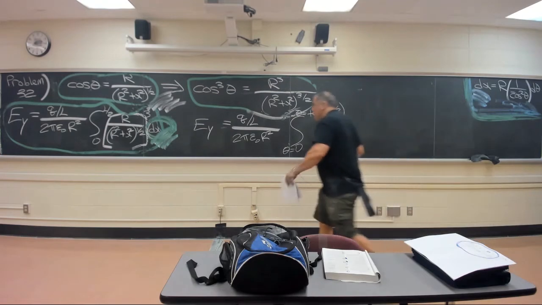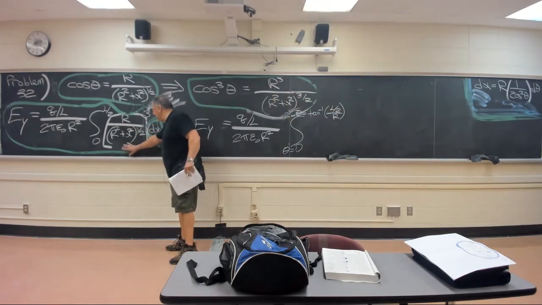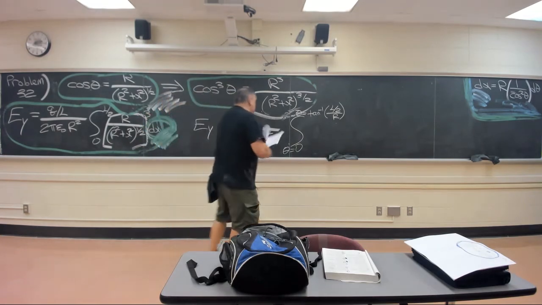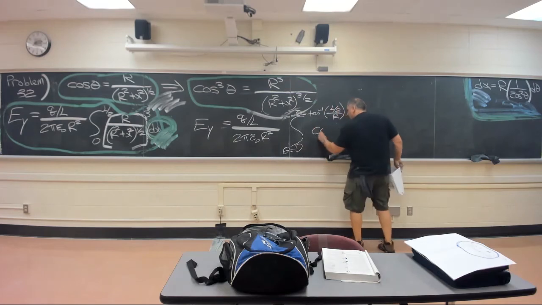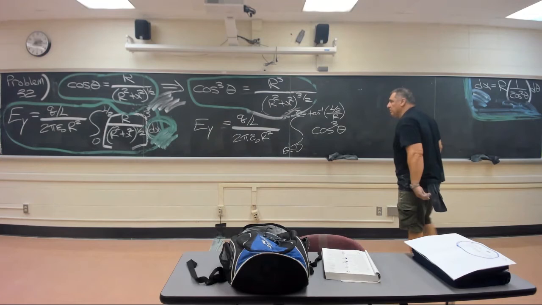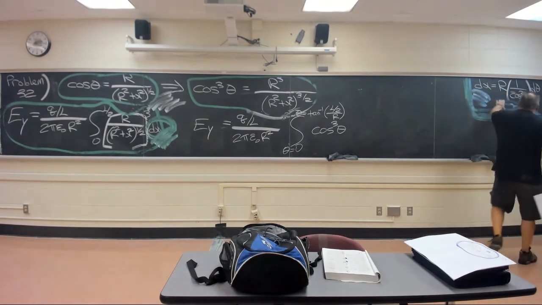What's going on, guys? Didn't we say that all of this is the cosine of theta? If you cube it, you got the cosine of theta cubed. True. Didn't we say dx is this?